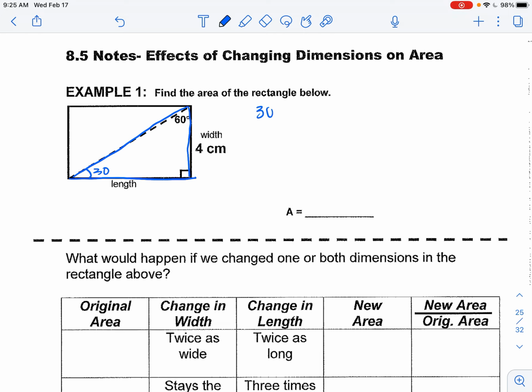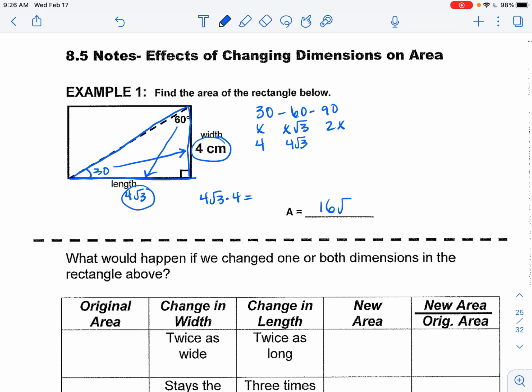All right, so what we've got here is a 30, 60, 90 special right triangle, and we know the ratios of the sides are x, x root 3, and 2x. Across from the 30 is the 4, so this guy is 4. That means across from the 60 is going to be 4 roots 3. If I want to find the area of this rectangle, I need to multiply length times width. So 4 root 3 times 4, and that gives me, well, 16 roots 3.